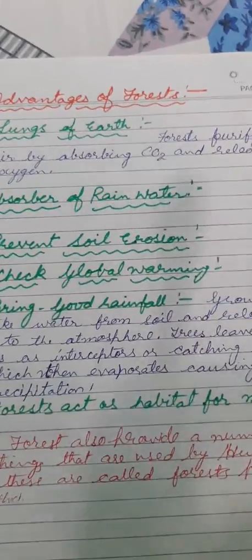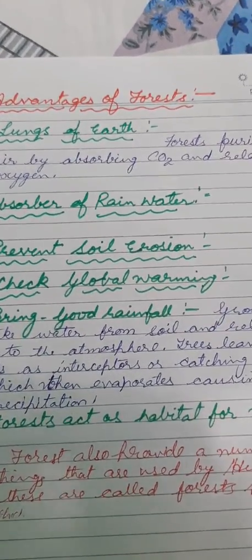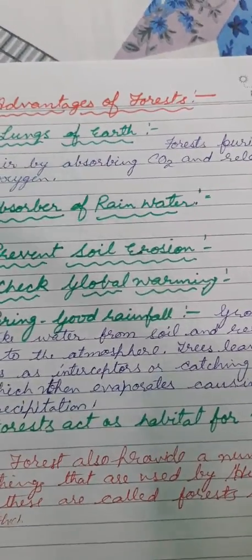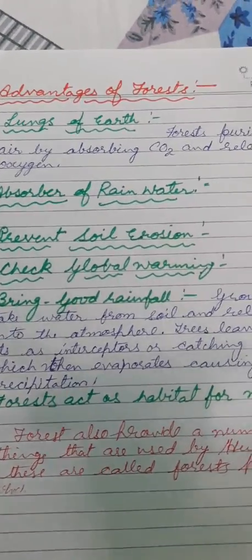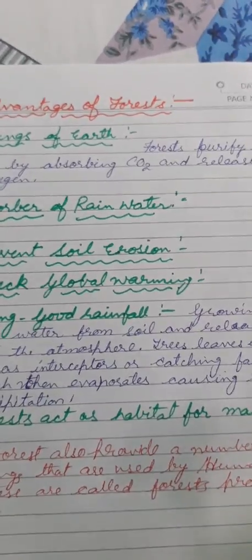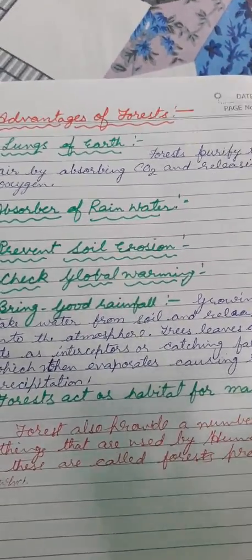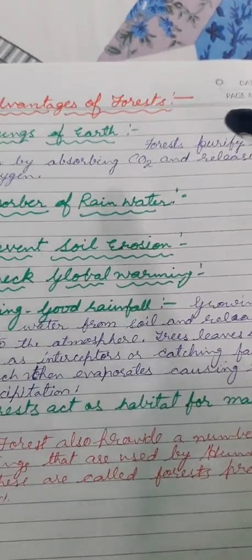The first and most important advantage of the forest is for the earth. Forests act as the lungs of the earth. As you know, during photosynthesis the trees absorb carbon dioxide and release oxygen. Forests purify the air by absorbing carbon dioxide and releasing oxygen.